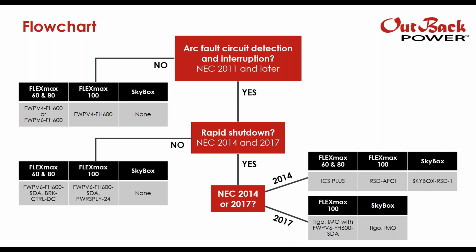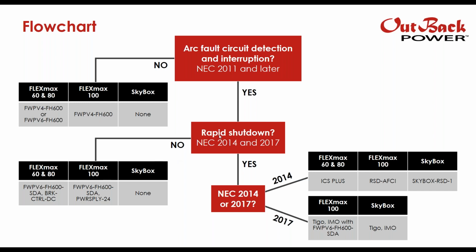Starting in the center here, we ask this question: is arc fault circuit detection interruption required, or are you in NEC code 2011 and later? If the answer is no, then your solution for the FM80 will be the FlexWare PV4 or PV6, and for the FM100, it could be the FlexWare PV4. And with SkyBox, you don't need any additional hardware.